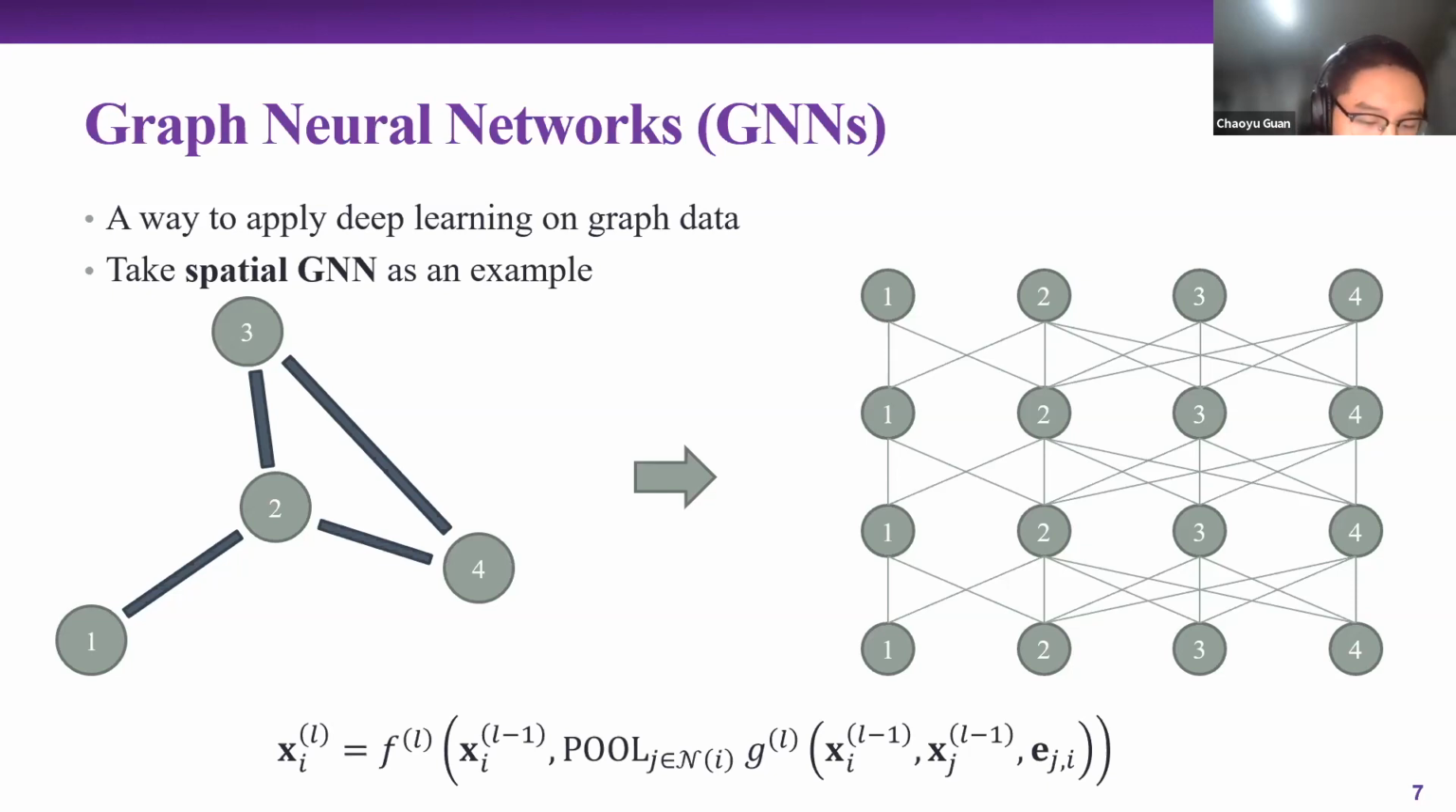So for example, if we have a graph that has 4 nodes represented on the left of the slides, then for node 1, it will aggregate the features of node 1 and node 2. For node 2, it will aggregate all of the nodes' features. And for node 3 and node 4, they will aggregate features of 2, 3, and 4.